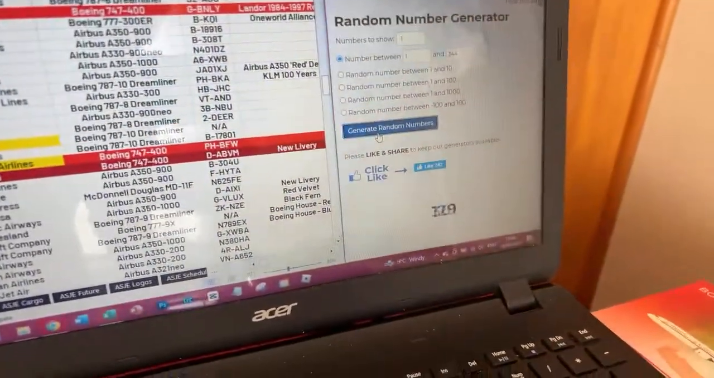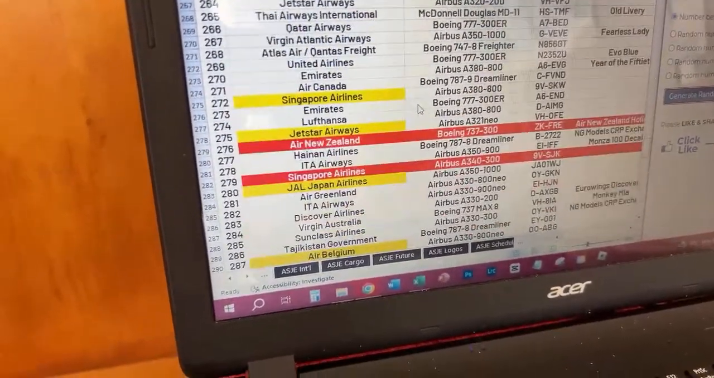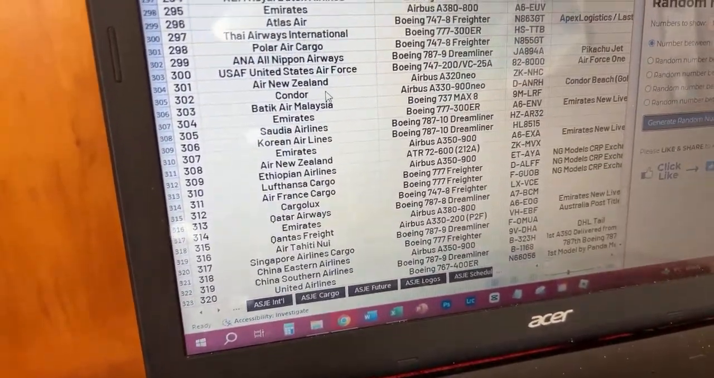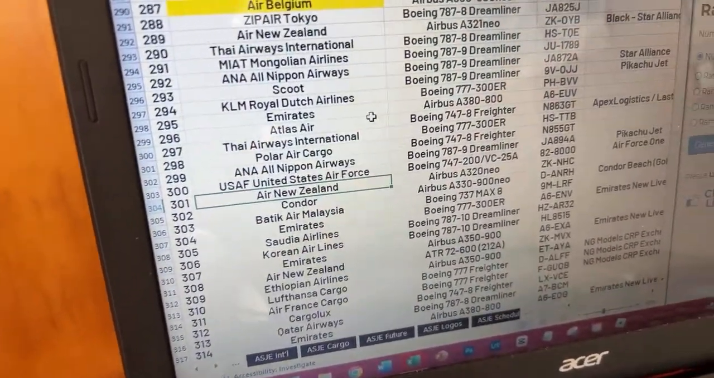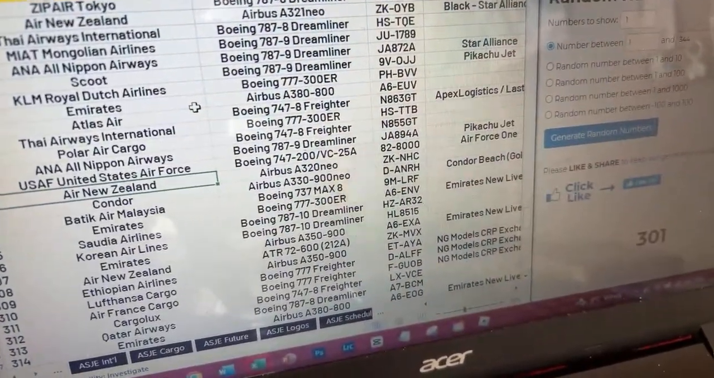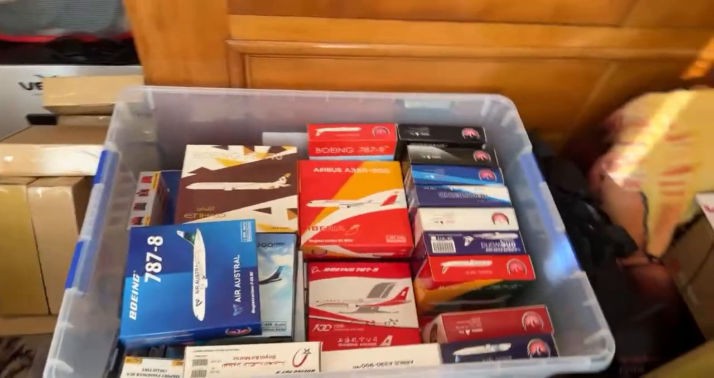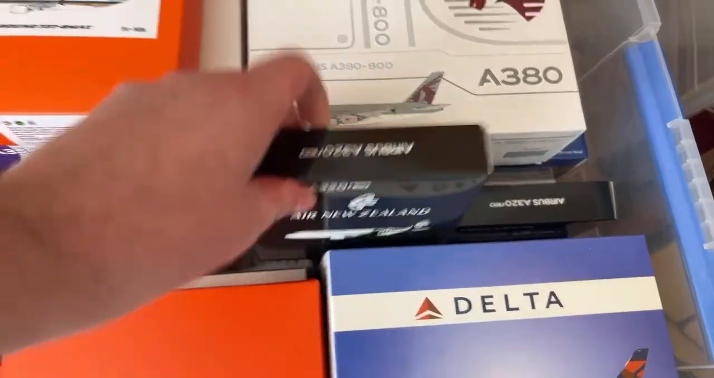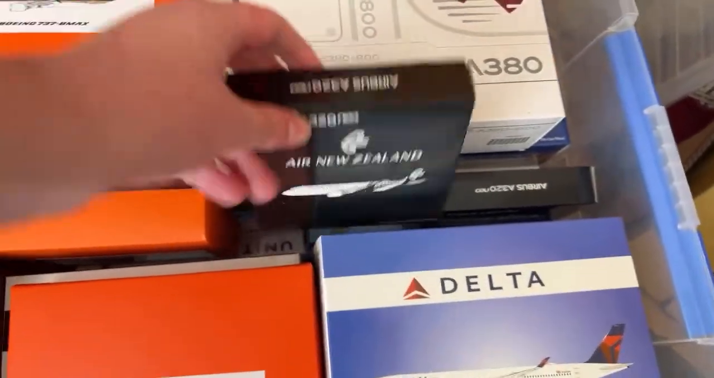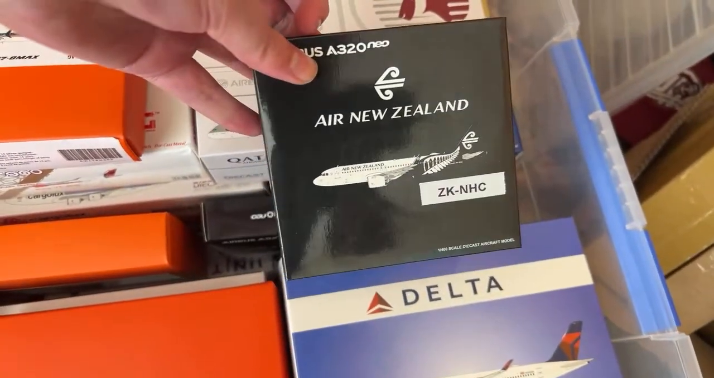Okay, let's look again. 301. It is a recent acquisition. And we do, it is a narrow body. Air New Zealand A320neo November Hotel Charlie. Rightio, I know where that is because I literally put it in the container just before. And here it is, right here. No, that's November Hotel Alpha, my bad. This one here is November Hotel Charlie.